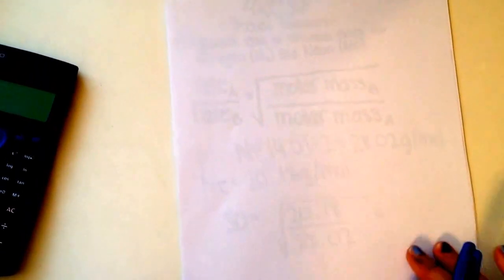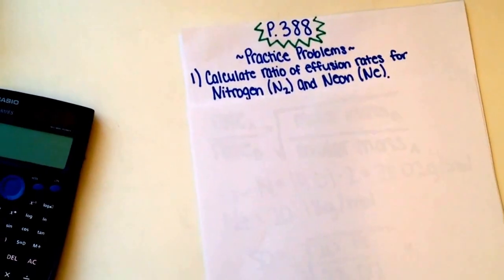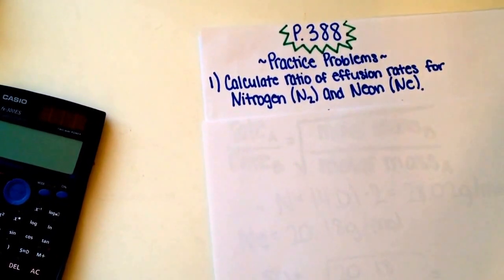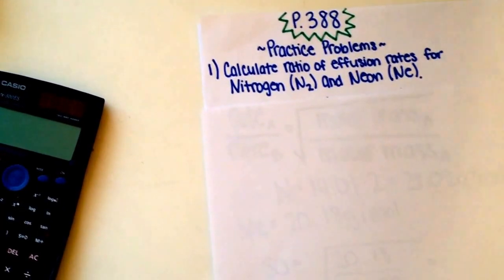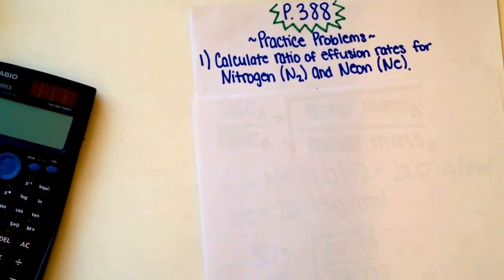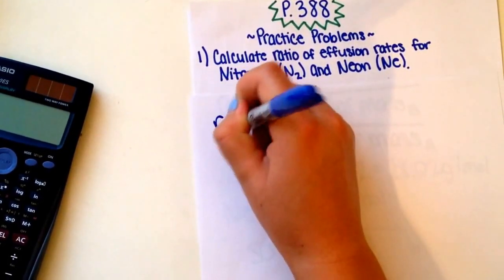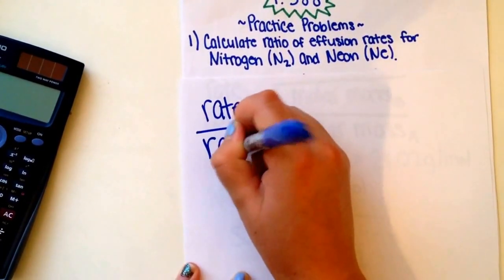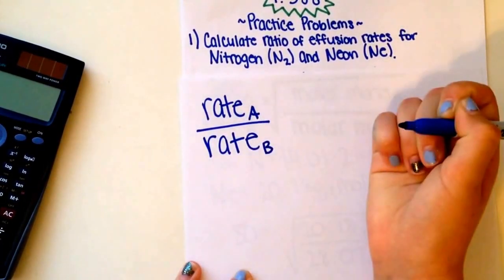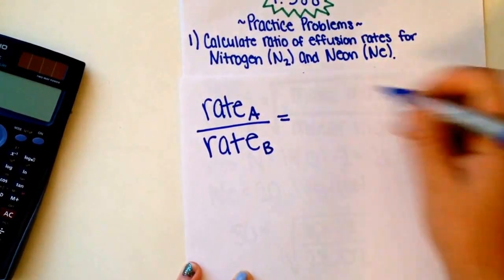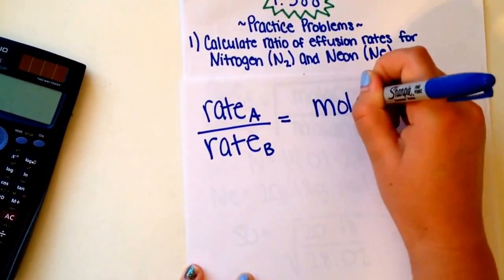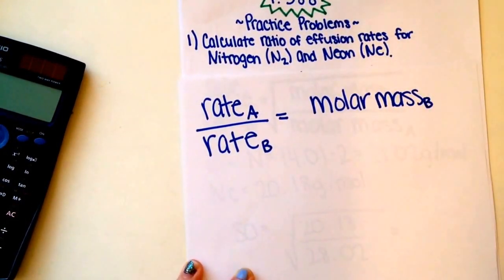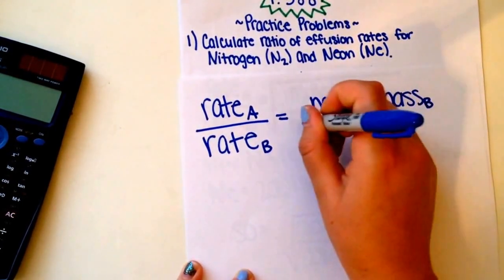The first practice problem is found on page 388, and it asks you to calculate the ratio of effusion rates for nitrogen and for neon. So for this problem, we know that rate A over rate B is equal to the square root of the molar mass of B divided by the molar mass of A.